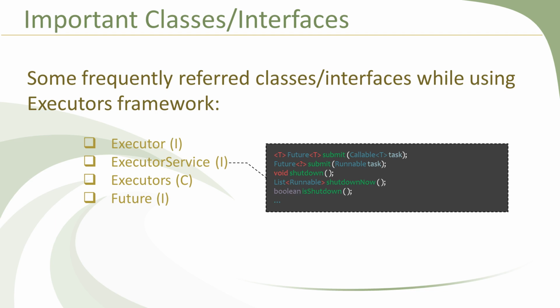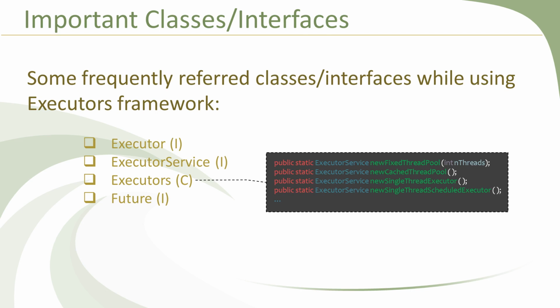The shutdownNow method, on the other hand, is a little unforgiving. It attempts to stop all the actively executing tasks and also halts the processing of all waiting tasks. It also returns the list of pending tasks that had not yet been run. You can check whether the executor service has indeed shut down or not by calling the isShutdown method on it.